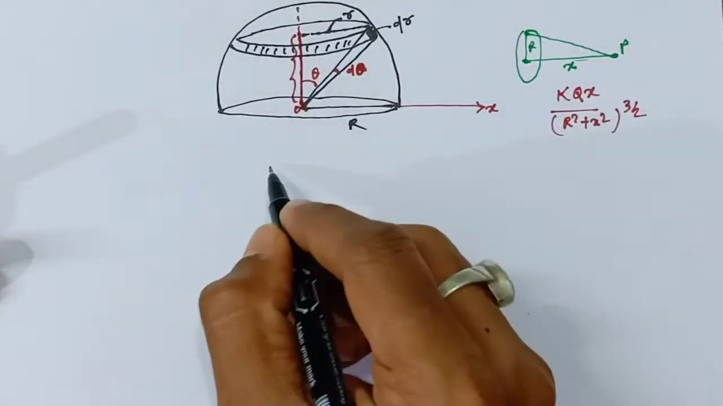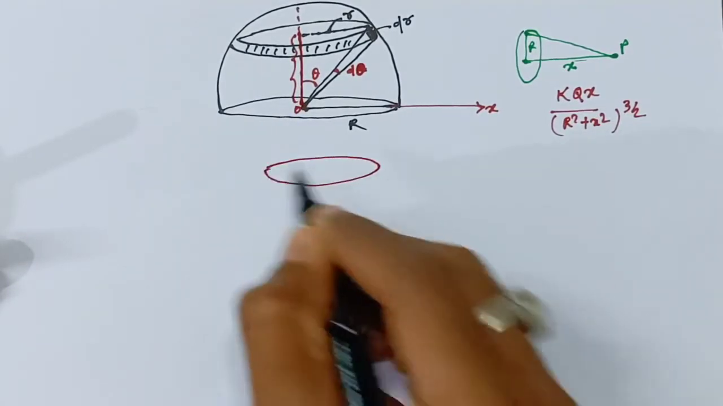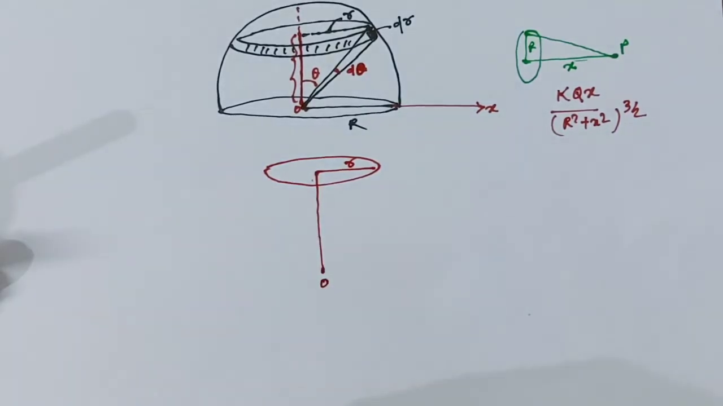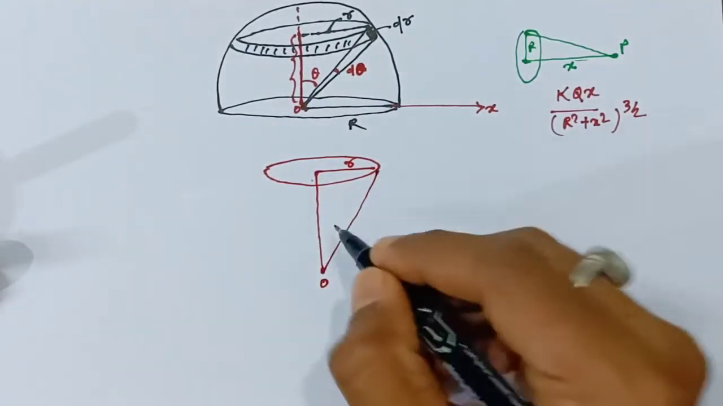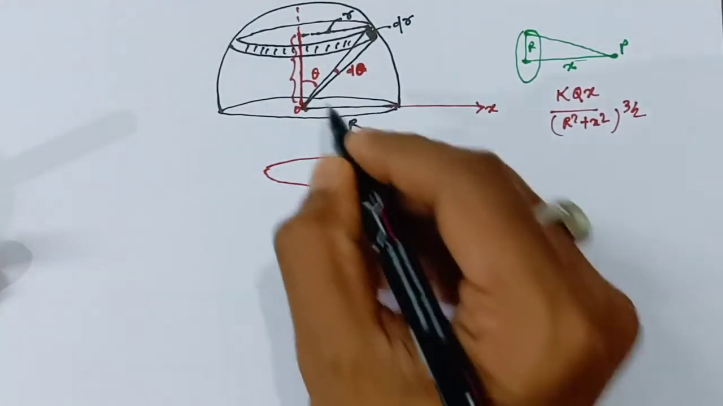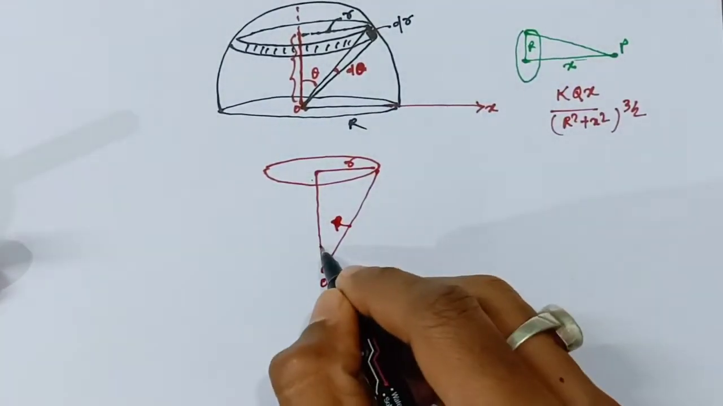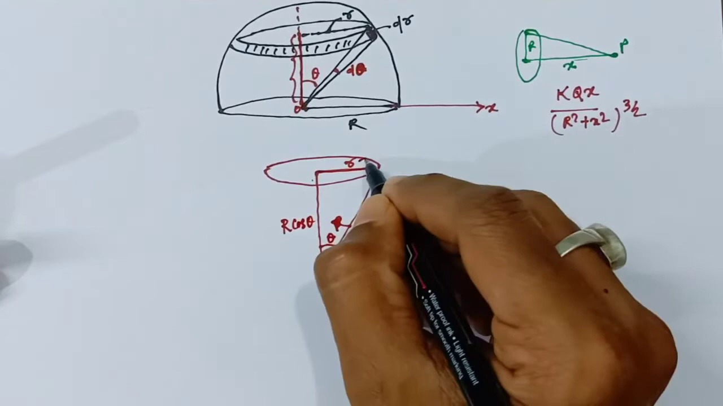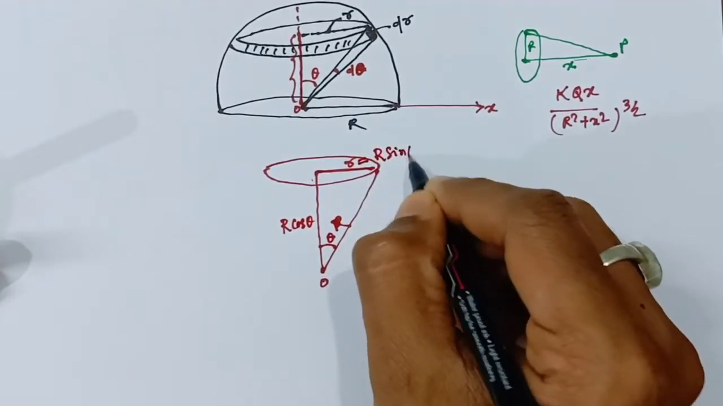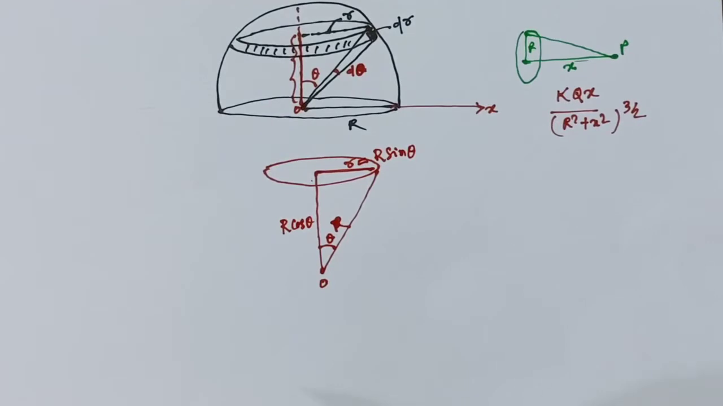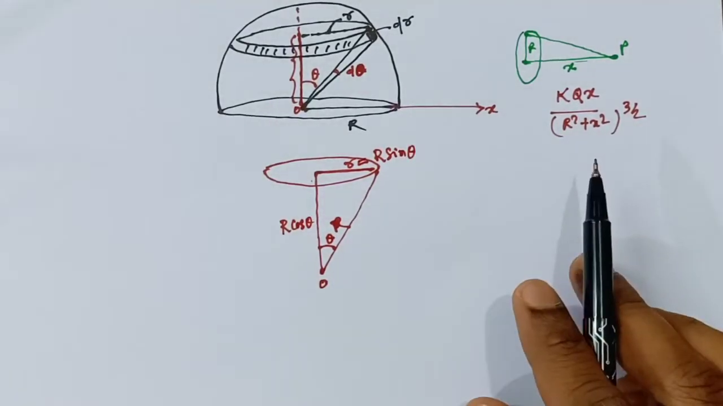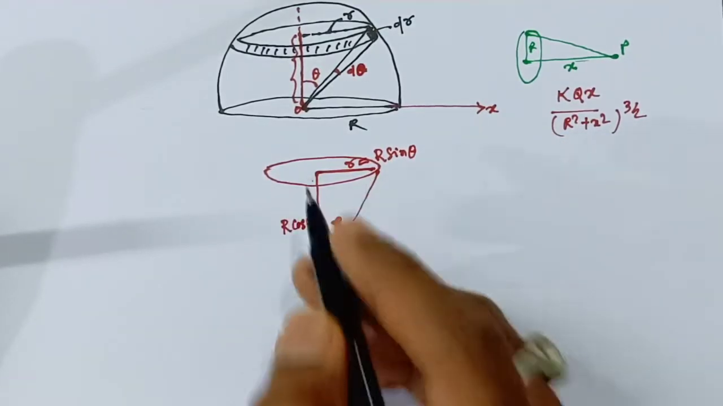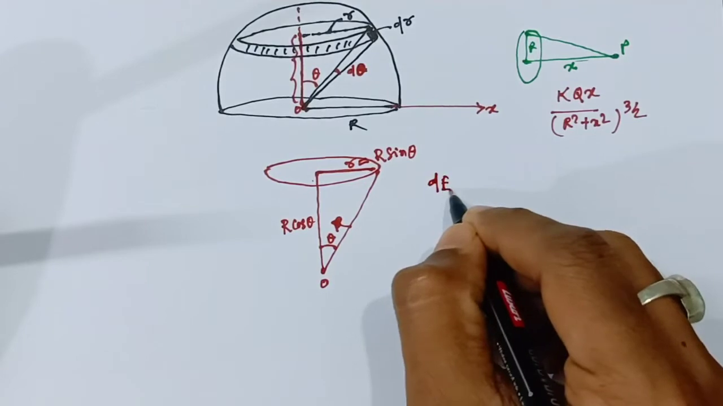Let me redraw the scenario. This is my ring whose radius is small r, and this axis, this is point O. I know this is capital R, the radius of the hollow hemisphere. If this angle is theta, can I say this is R cos theta? And this radius, what I consider small r, this is R sin theta. Yes, if this is R cos theta, this is R sin theta. So this is an elementary section, so I'll write my expression of electric field. This is dE.